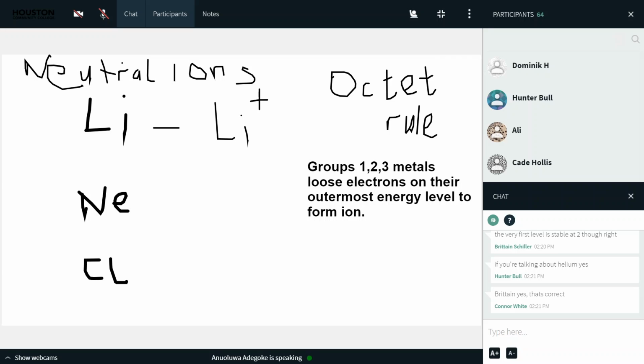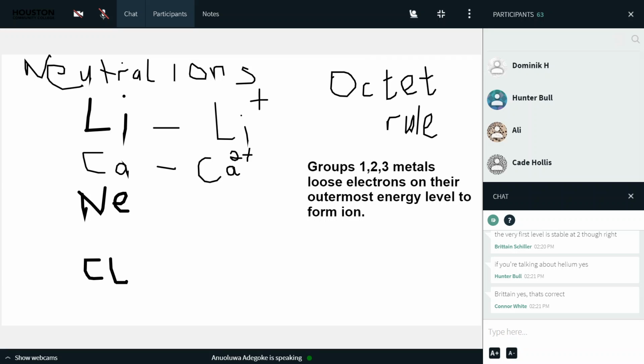For example, if we go to group 2, let's take calcium. Calcium is right here in group 2. It will lose its atom's 2 electrons. If you draw the Bohr model for calcium, you see that it has 2 electrons to lose to form calcium 2+. So again, group 1, 2, 3 metals lose electrons to form ions.